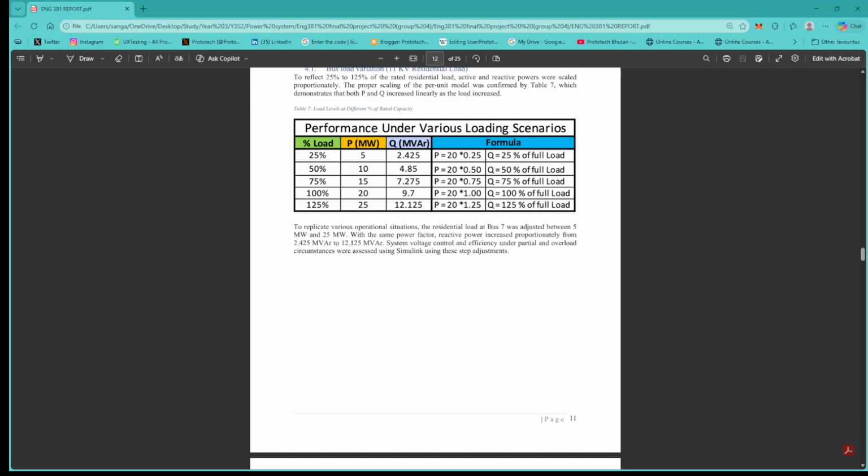The bus voltage remained within plus or minus 5% for the 33 kV and 11 kV buses, and within 2% for 132 kV across all the loading levels.